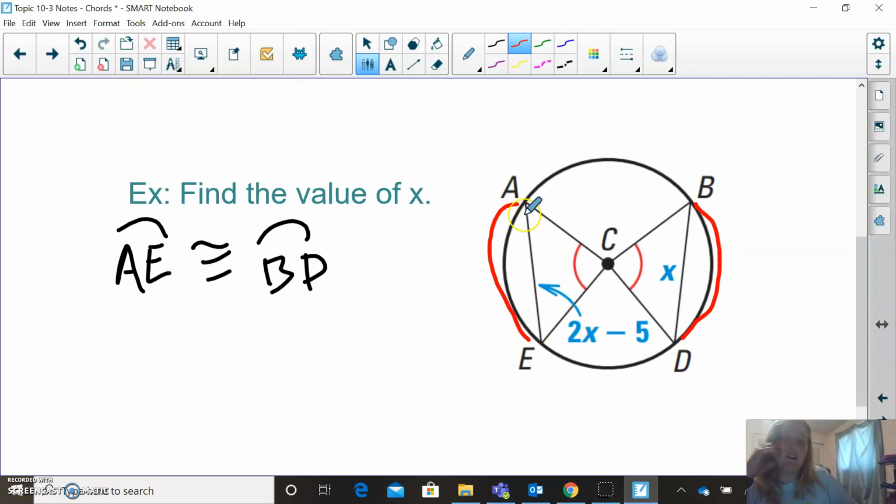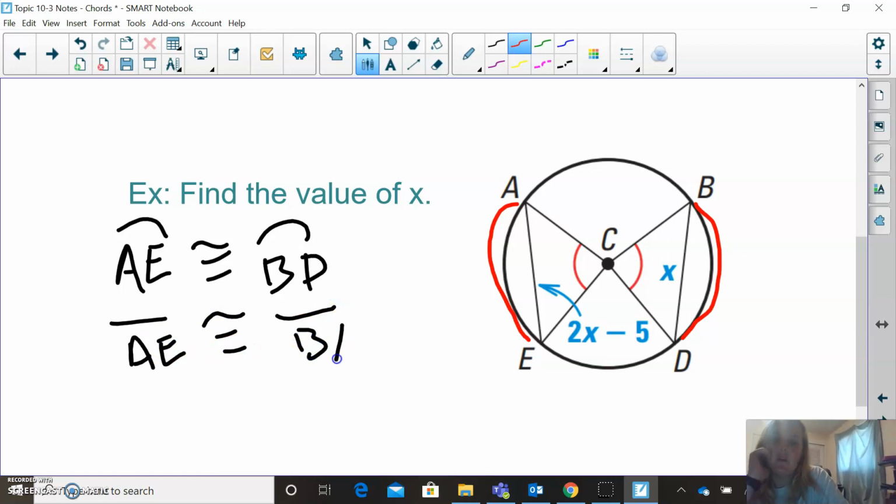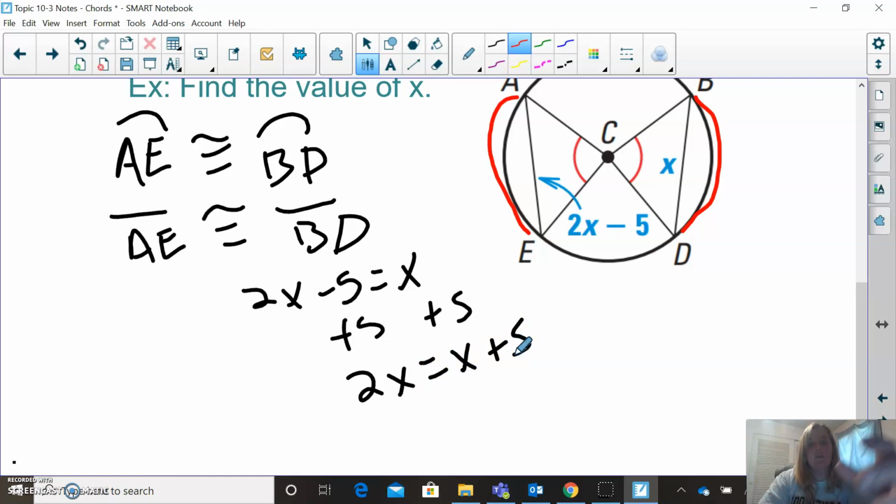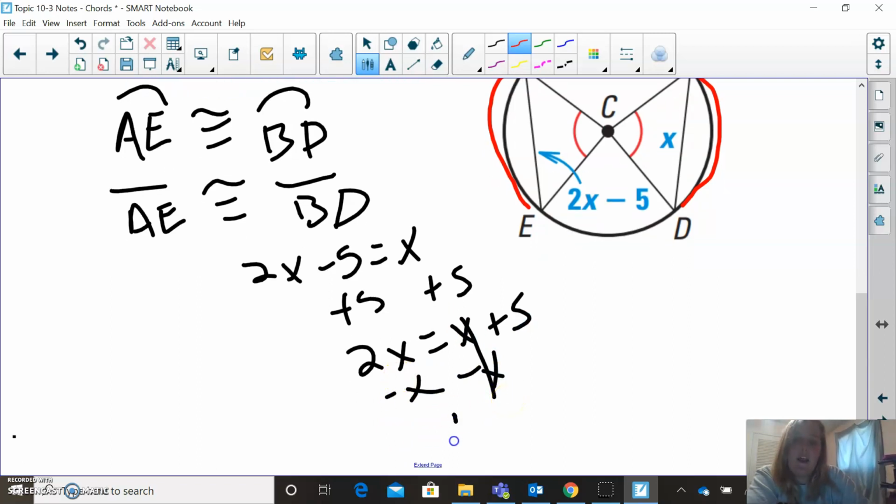These chords here are congruent, so chord AE is congruent to chord BD, and we can set them equal to each other: 2x minus 5 is equal to x. Then we add 5 on both sides, and we have 2x is equal to x plus 5. Now we need to get x by itself, so we subtract x. Those go away, and 2 minus 1 is x, so x equals 5.